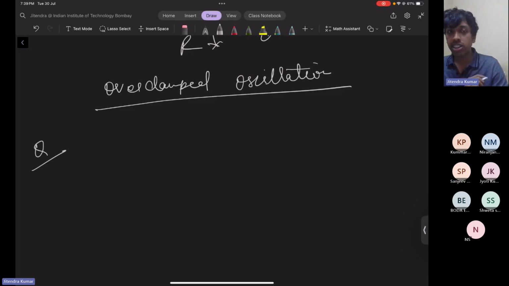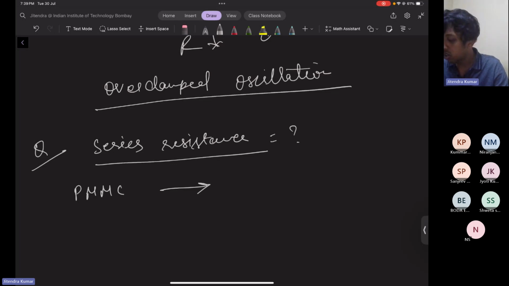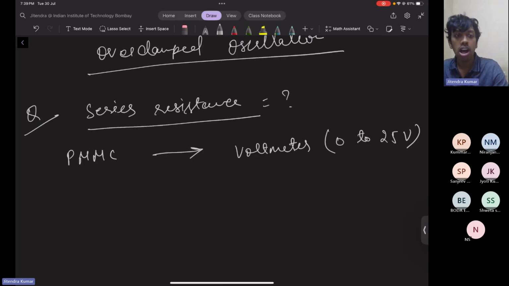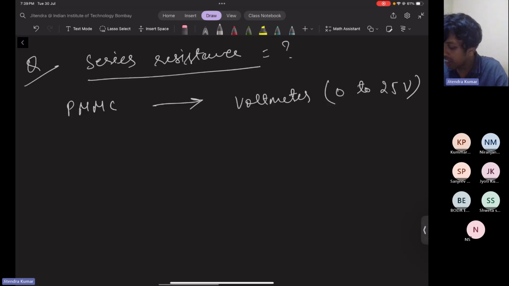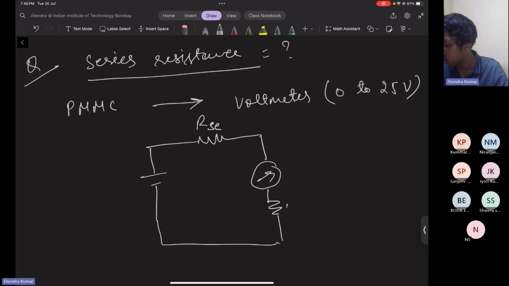Okay, so the question is we need to calculate the series resistance to convert this PMMC into a voltmeter of range 0 to 25 volt. Okay, so how to convert it? Let me draw the circuit. This will be our series resistance, and this is our PMMC with its resistance of 100 ohm.